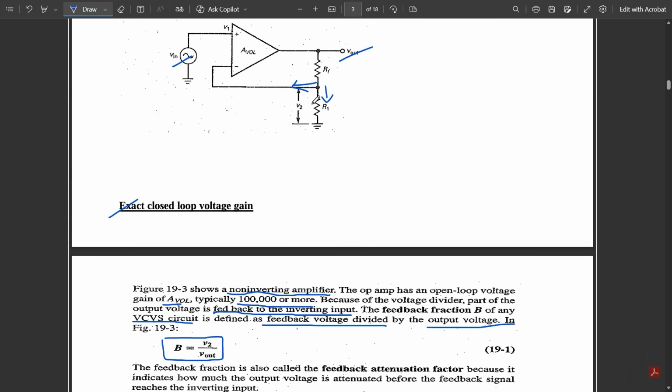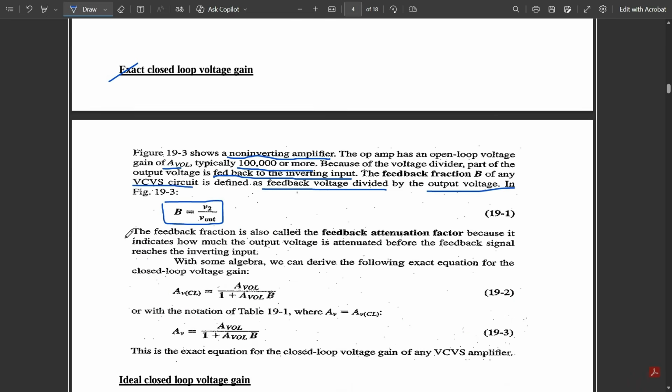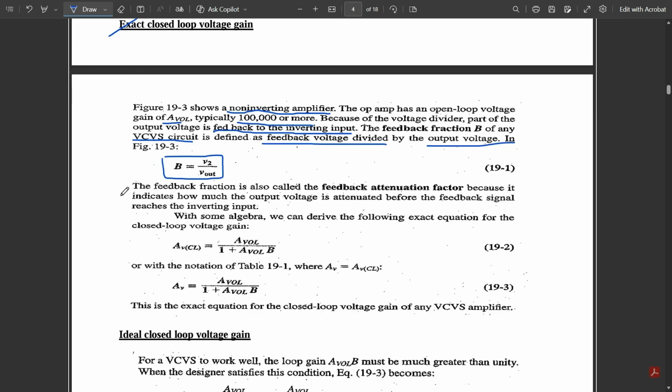From this circuit, V2 divided by V out is the feedback fraction. The feedback fraction is also called the feedback attenuation factor, because it indicates how much the output voltage is attenuated before the feedback signal reaches the inverting input. So that's why this is called the feedback attenuation factor.